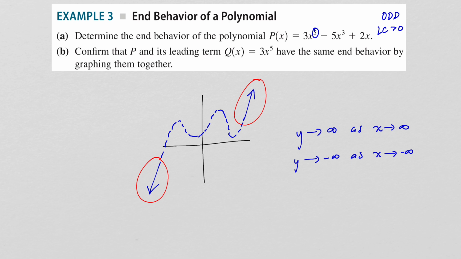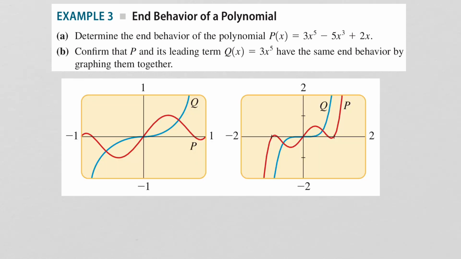Now for part B, let's go ahead and graph this polynomial, and also let's graph the polynomial that is just the leading term here. And we want to show that the same end behavior exists for both of these graphs. So let me go ahead and bring in a couple of pictures. So here is a picture of P, the polynomial you see here, which is this red graph, and Q, which is the simple graph 3x to the fifth, which is this blue graph here.